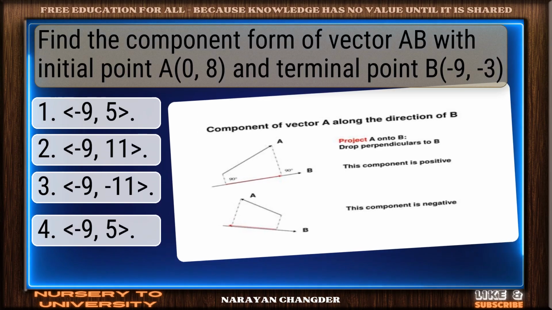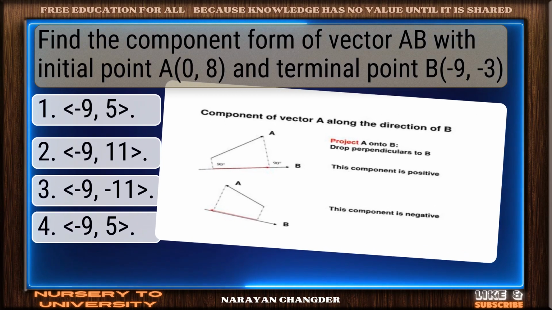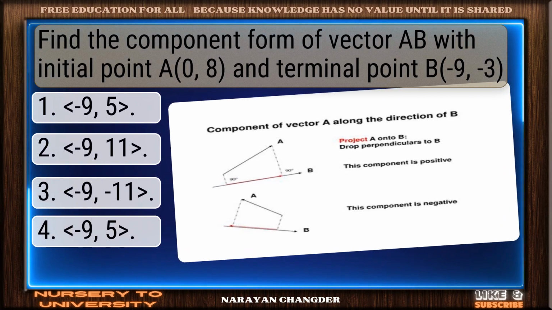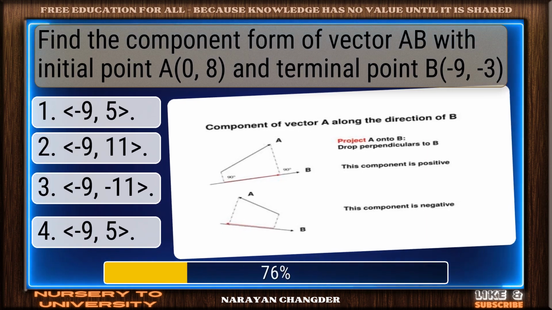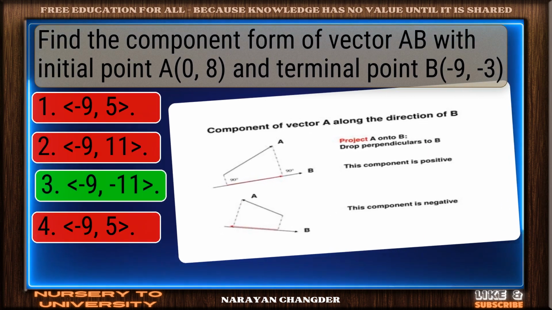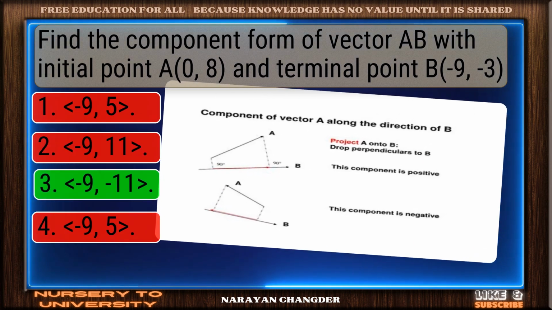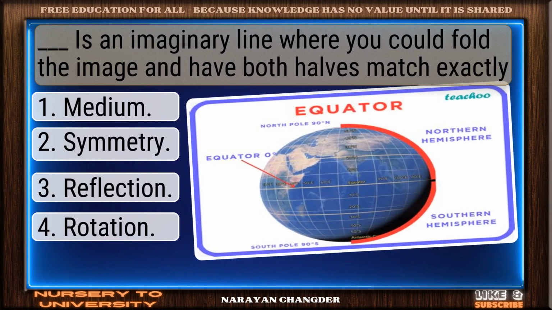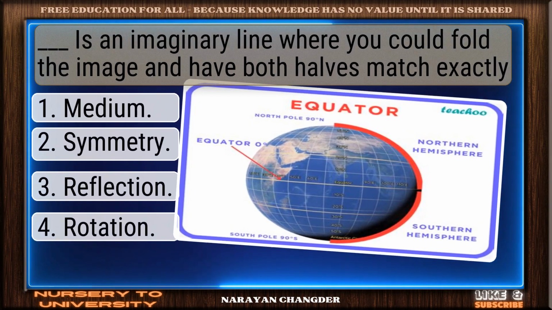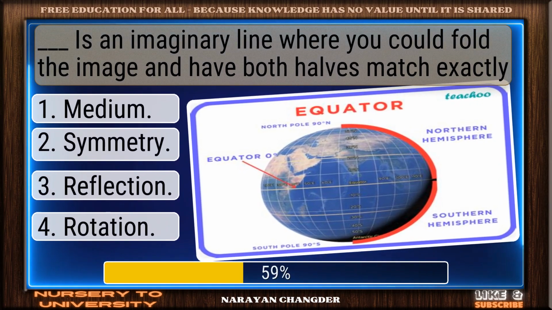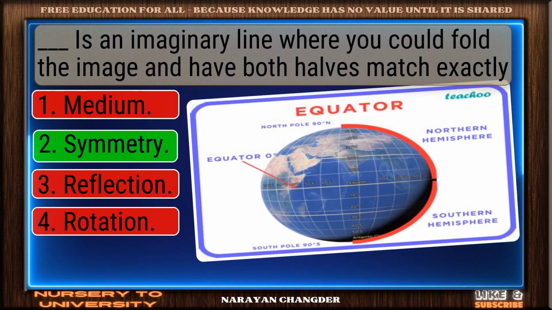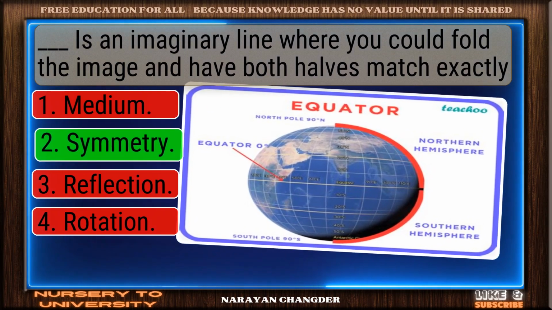Find the component form of vector AB with initial point A and terminal point B. You're right. 9, 11 is the correct answer. Dash is an imaginary line where you could fold the image and have both halves match exactly. Right choice. Symmetry is the best answer.